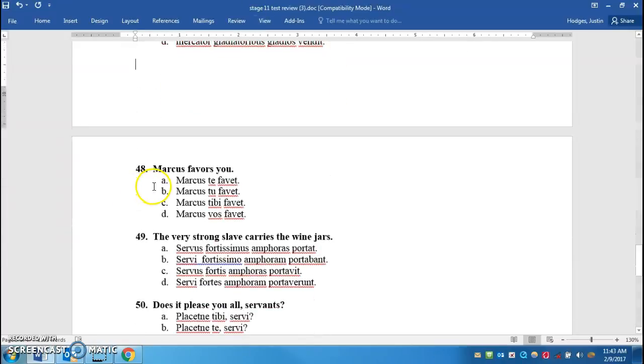Okay. Number 48. Marcus favors you. Remember, this is one of those weird verbs, favet, which we cover in video 1. If you're confused about these, go back and look at video 1. The answer for this is C, Marcus tibi favet. Since Marcus favors you, in this sentence you are the thing being favored, you are the direct object. Since this is the direct object, which normally would be accusative, you may have chosen A, thinking, oh, that's the accusative form, that'll be the thing receiving the action. Normally you'd be right, but favet is a weird verb, and it's weird because its direct object will be in the dative case. Don't worry about why, but you need to go back and watch video 1 and take notes on that if this was confusing for you.